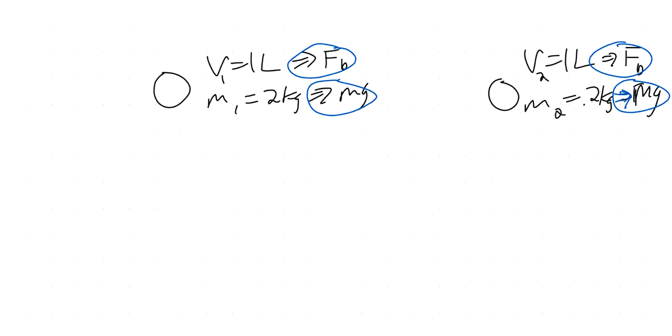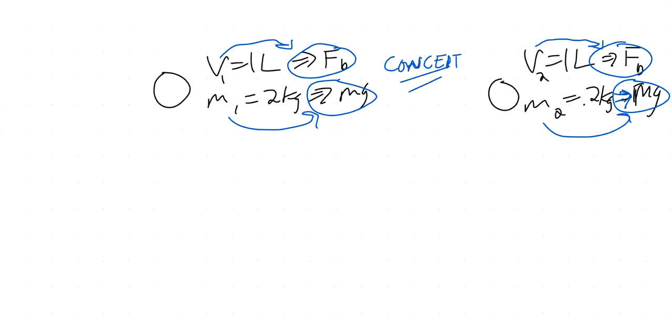Mass gives you mg, volume gives you buoyancy, for both of these. Please know that concept. Big, big deal. Key concept, right? Volume gives you buoyancy, mass gives you gravity.